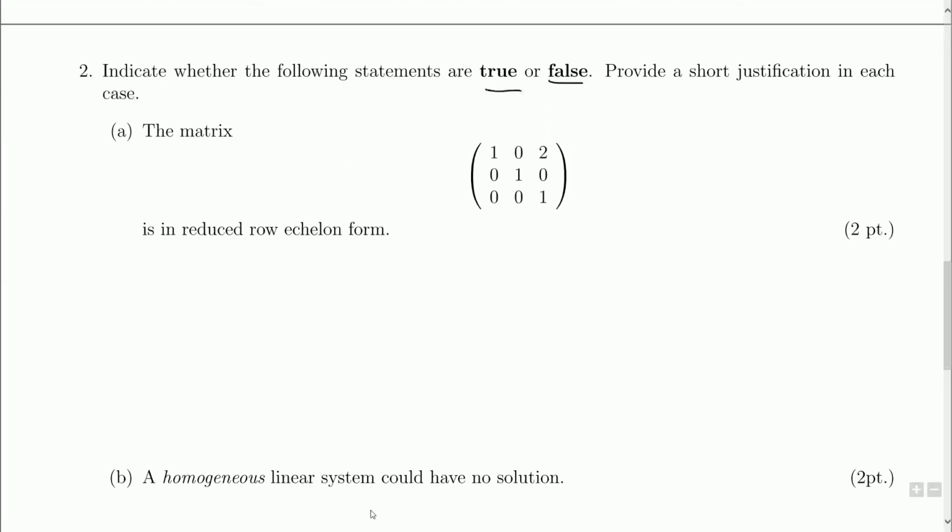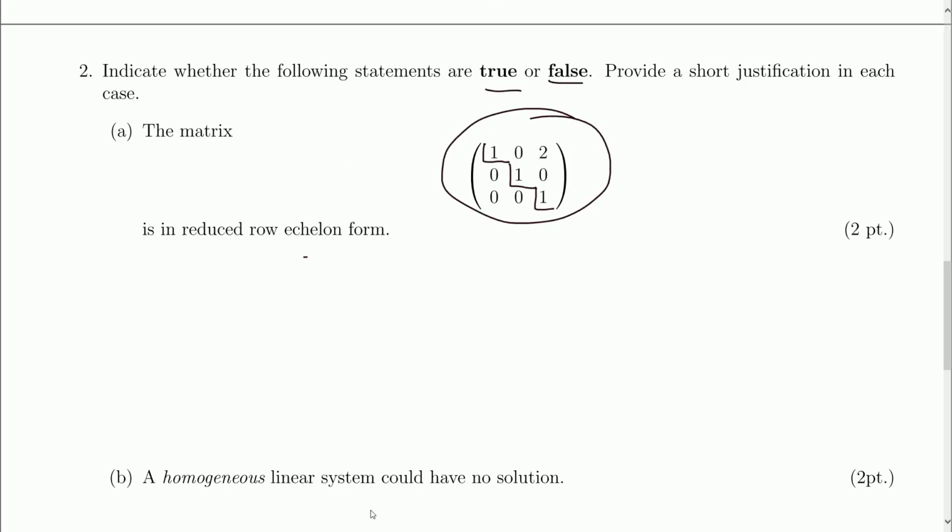All right, so this one here, 2A. The matrix here is in reduced row echelon form, RREF. Well, remember there's 4 things you need for reduced row echelon form. First of all, it has to be in row echelon form. So you have to have all your leading terms forming this nice little staircase, and your 0 rows are at the bottom.